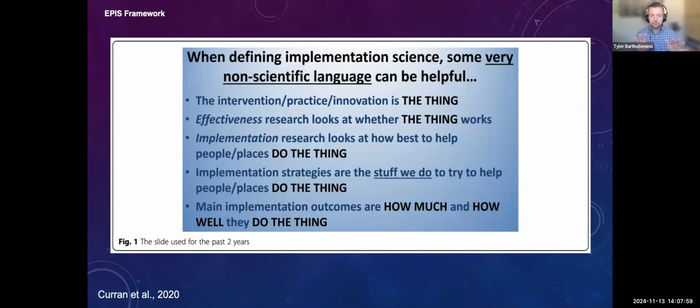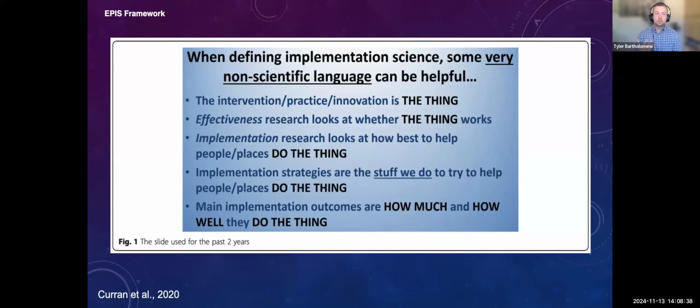But before I get into implementation frameworks, I want to orient ourselves again to implementation science. As Audrey mentioned, the learning curve can be steep, and sometimes we want to run off and get into it. But sometimes it's helpful to take a step back and conceptualize implementation science in non-scientific language. This is an amazing slide, or teaching tool, created by Jeff Curran, where we think about what implementation science is, what implementation research is, what effectiveness research is, and what we are measuring when it comes to implementation science. As we work through this, we know that the intervention, practice, or innovation is the thing. This is the thing that we want to implement.